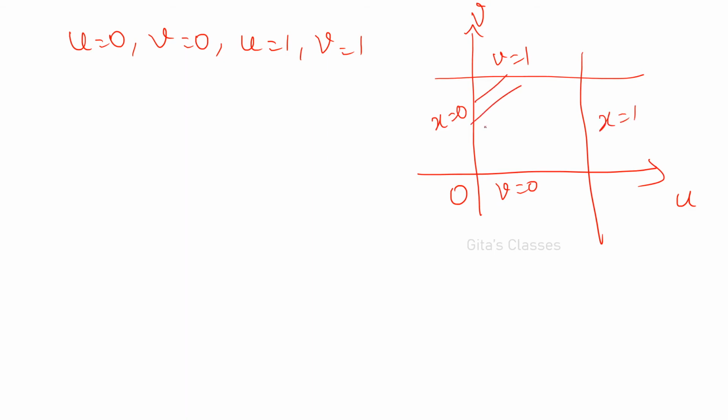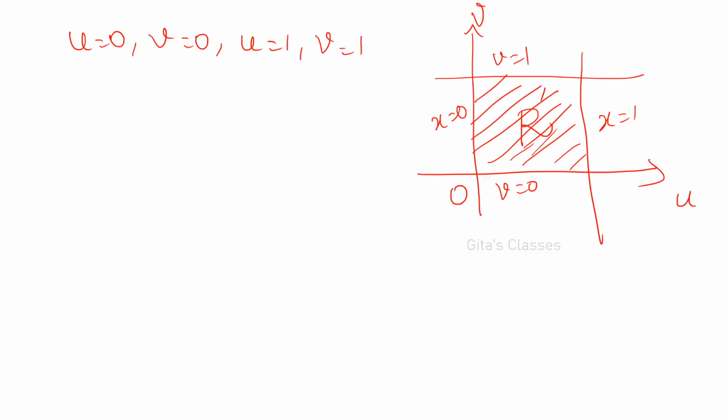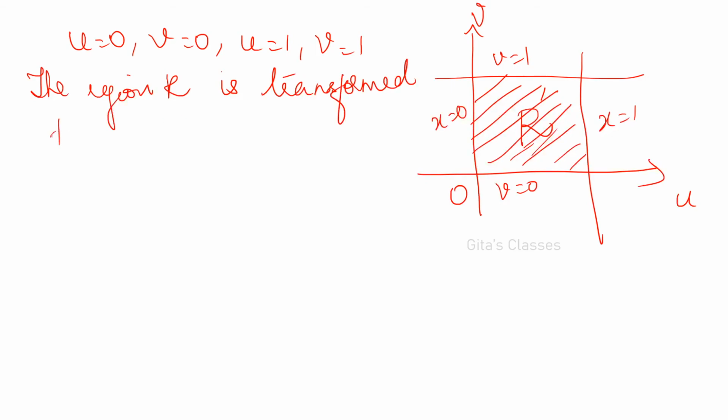Now what is the region now? This is the given region. Required region, right? Changed region. Let us take it as R dash. Let us take the given region as R, and R is transformed to the region. Now you can say that the region R is transformed to the region R dash.